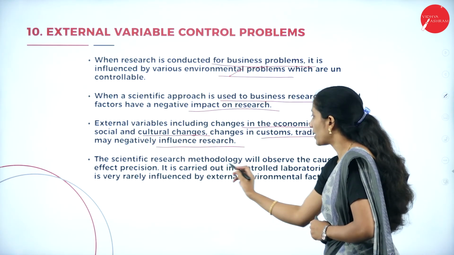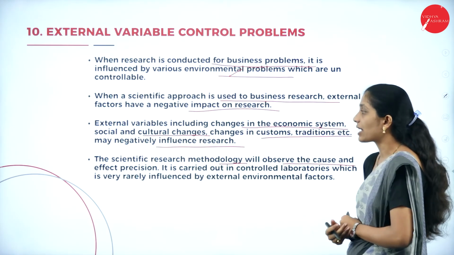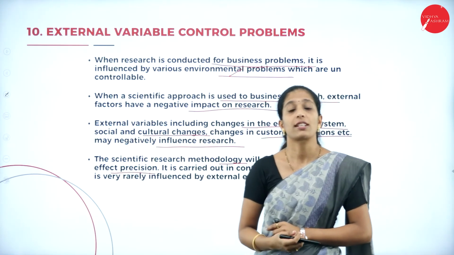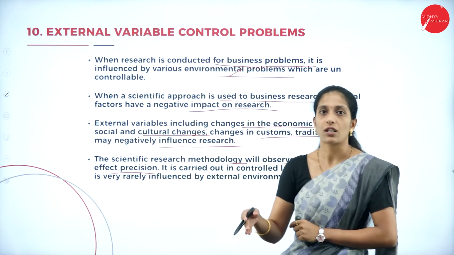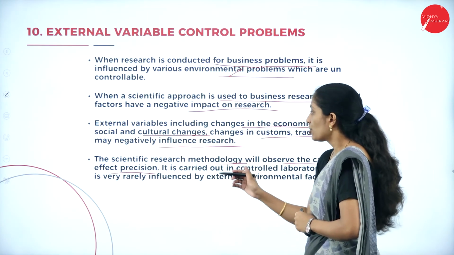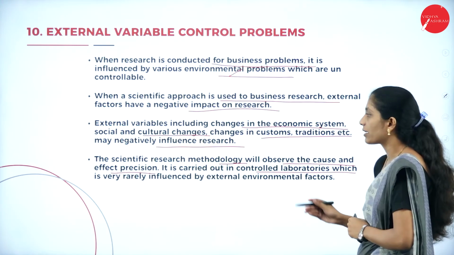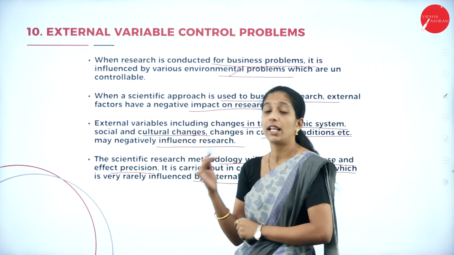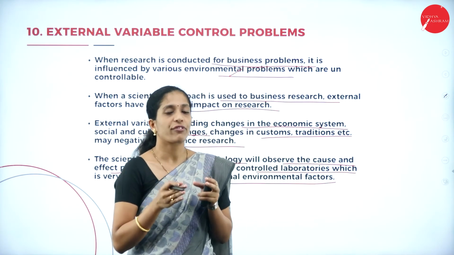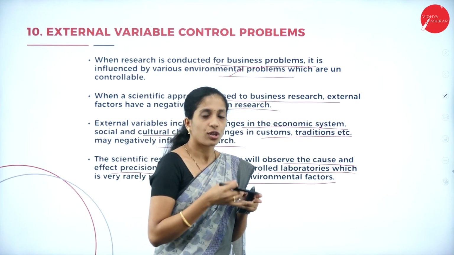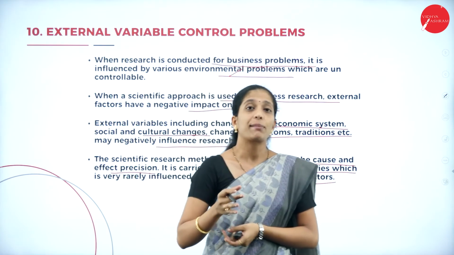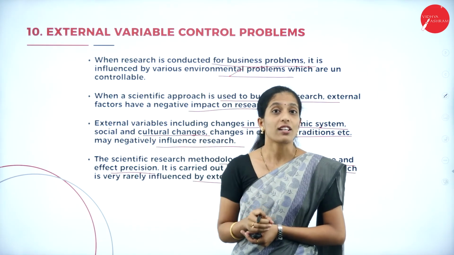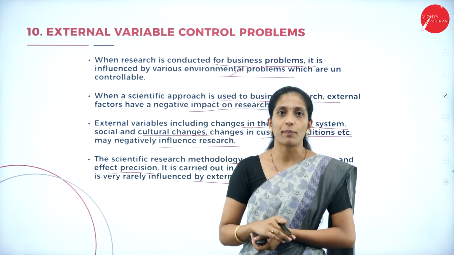The scientific research methodology observes the cause as well as the effect. Under scientific research, we measure the cause as well as the effect. So what is the cause and what would be the effect? It is carried out in controlled laboratories. Whatever experiments are done in the laboratories are not influenced by external environmental factors.